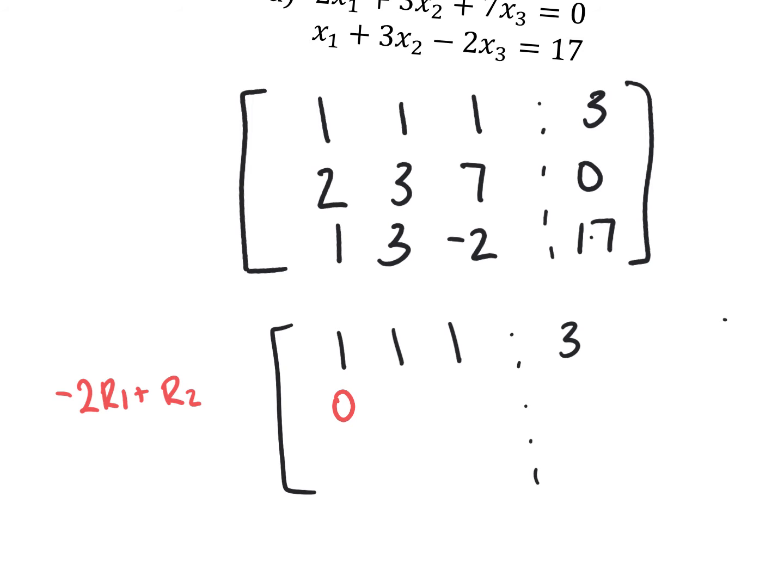-2 times 1 is a -2 plus 3, +1. -2 times 1 is a -2 plus 7, 5. And then -2 times 3 is a -6, plus 0 is going to be a -6. Second row has a 0 where it's supposed to go. It also has what along the diagonal, by the way? It has a 1, which is nice for us. Does everybody see that?